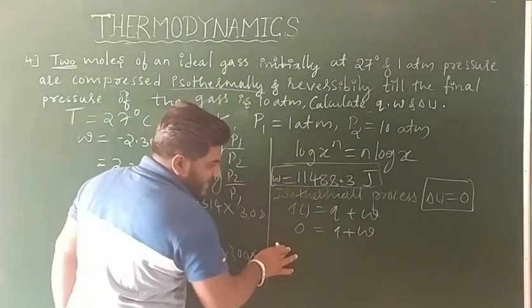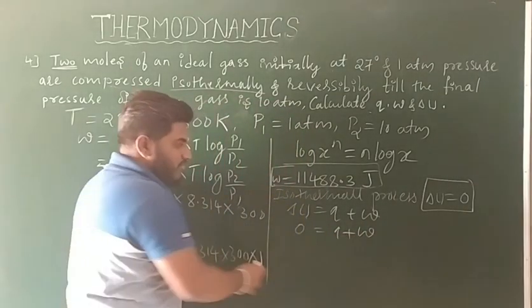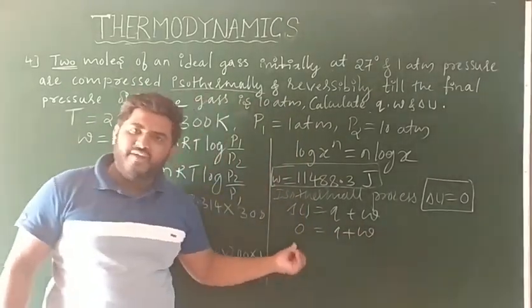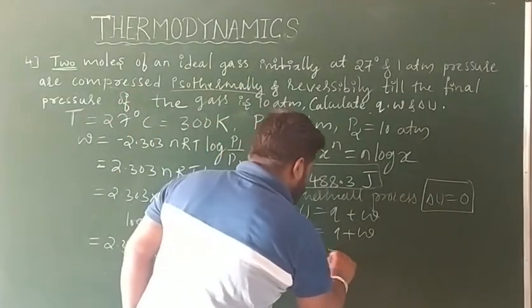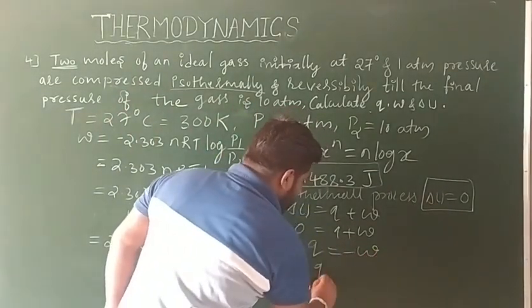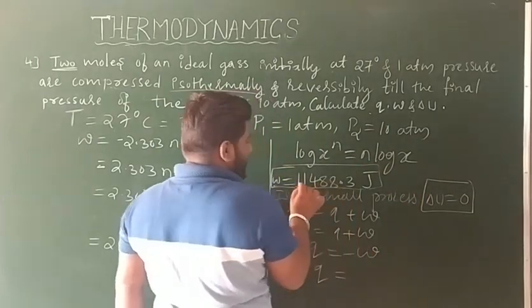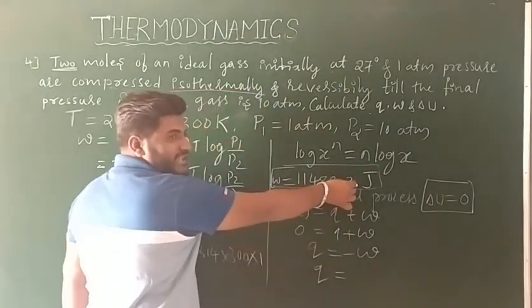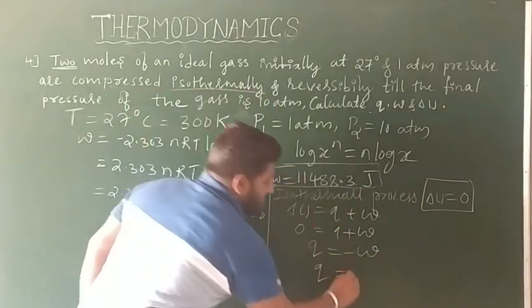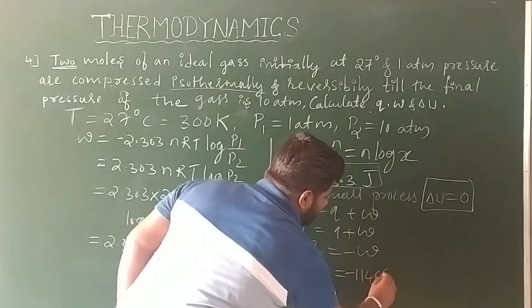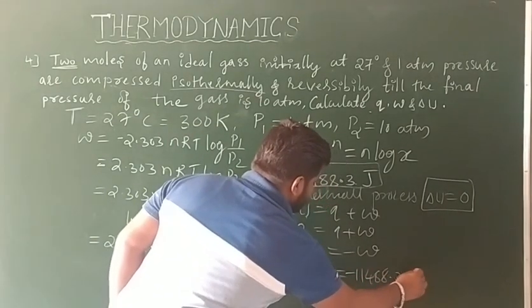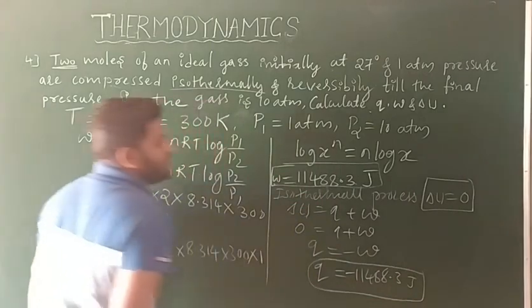So you take W to this side. Whenever plus W is there and it comes to this side, it becomes a minus sign. So Q is equal to minus W. Nothing but Q is equal to minus 11,488.3 joules. This is the Q value.